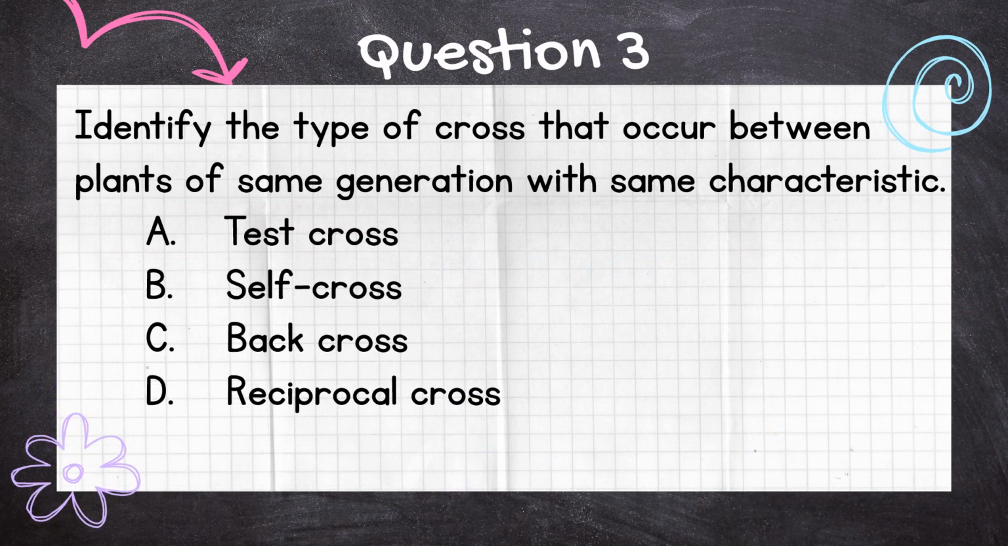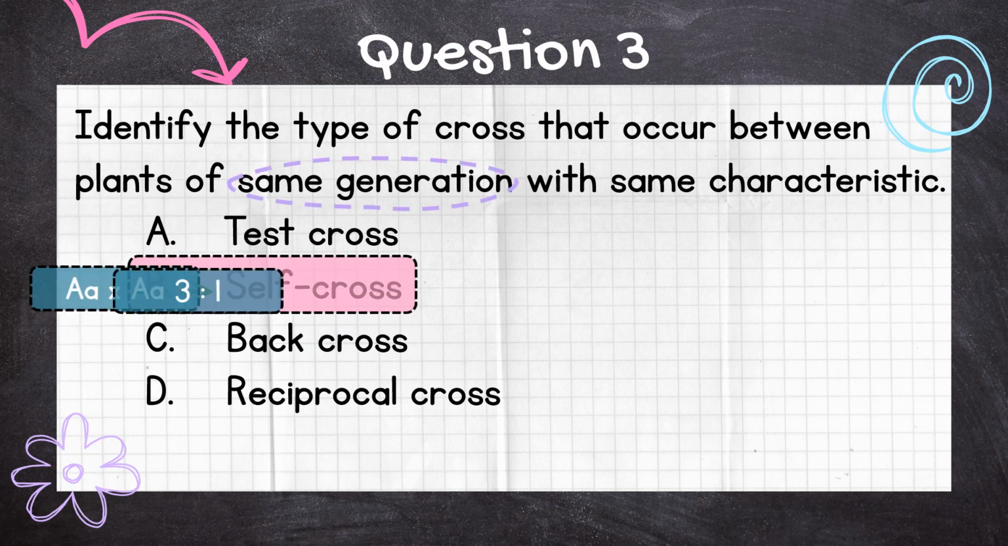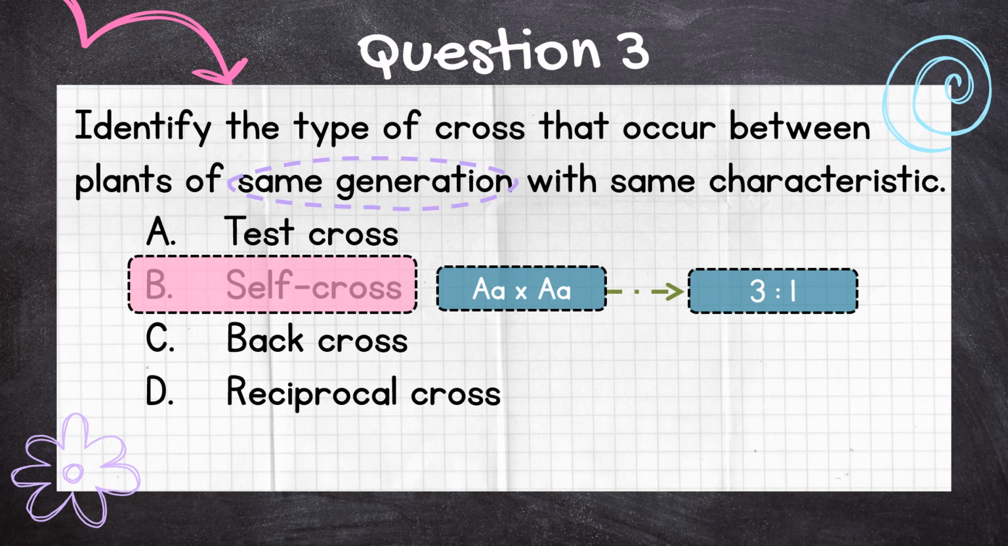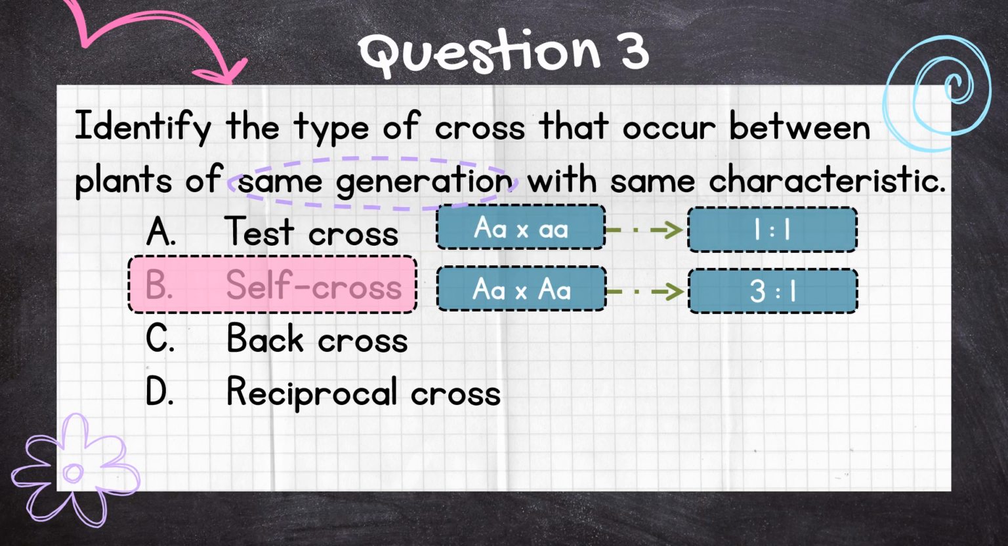Question 3. Identify the type of cross that occurs between plants of the same generation with the same characteristic. The key point is same generation. The answer is self-cross. For example, heterozygous crossed with another heterozygous will give out the phenotypic ratio 3:1, while for test cross, for example, heterozygous crossed with homozygous recessive will give out the phenotypic ratio 1:1.